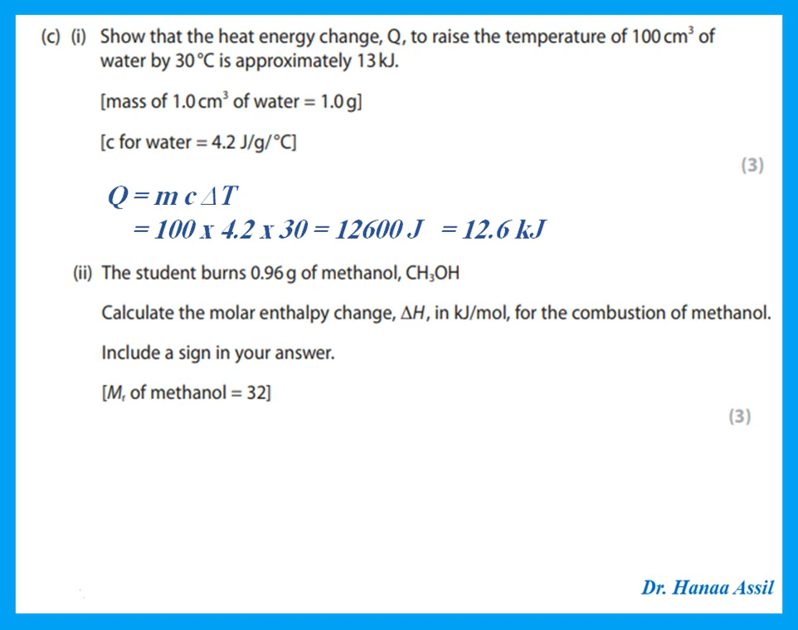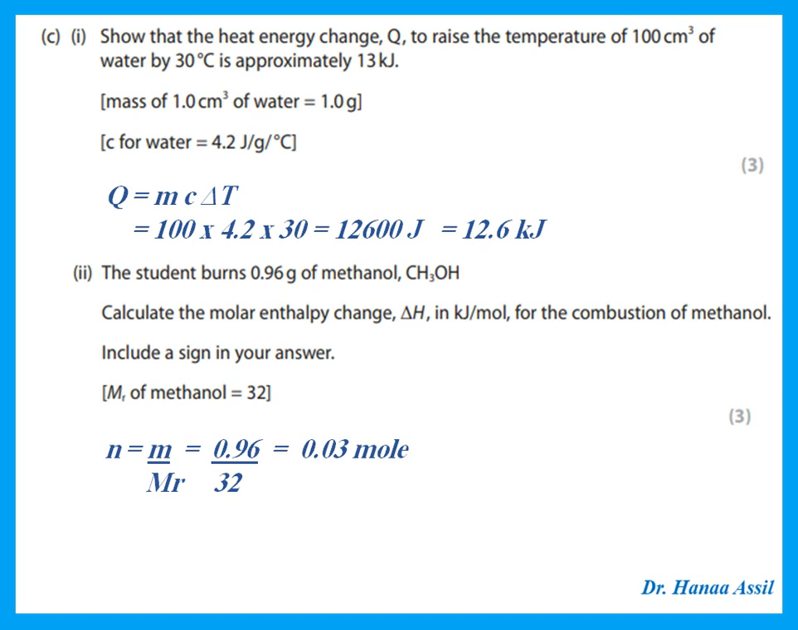He wants it in kilojoules. He's saying show that it's approximately 13 kilojoules. Yes, it is 12.6 kilojoules. We divide by 1,000, of course, to change from joule to kilojoule. The student burns 0.96 grams of methanol. Calculate the molar enthalpy change ΔH. So how do we calculate ΔH? You should know that ΔH is Q over n. So I need to calculate n first.